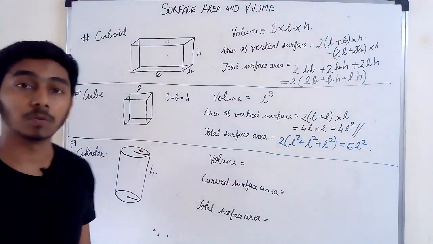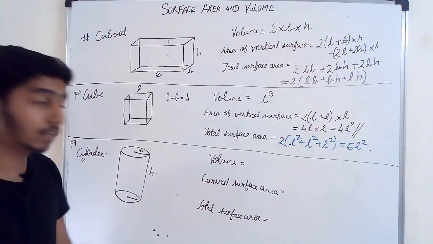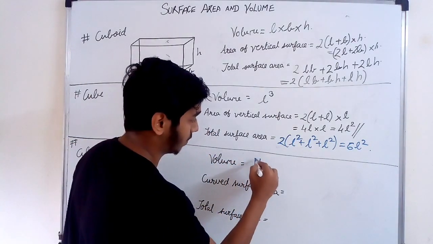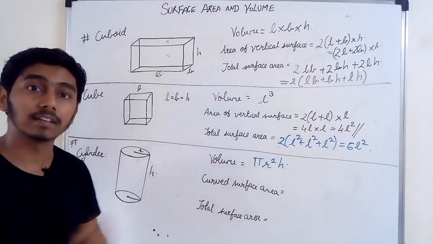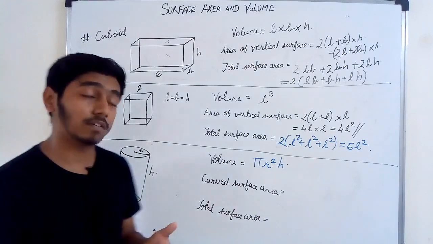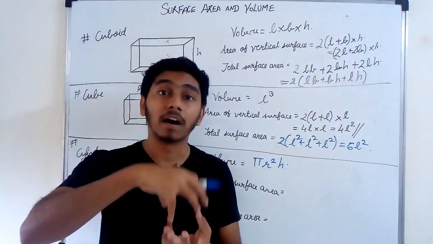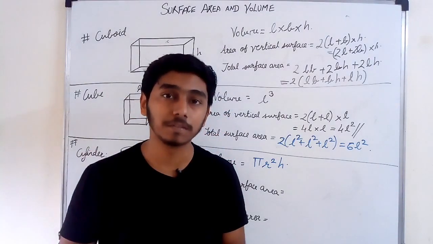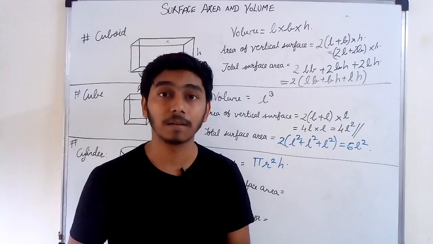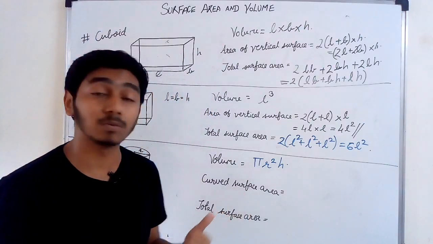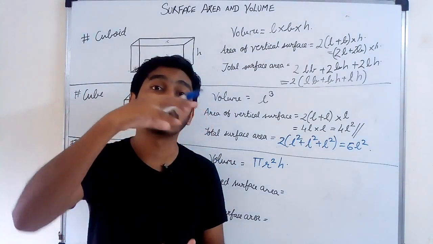Now let's see the volume of a cylinder. I hope you have understood these. So the volume of a cylinder is pi r square h. Now how do we get this? Think of this example: you have Marie biscuits, one on top of the other. My examples might sound funny, but trust me, you will understand it.